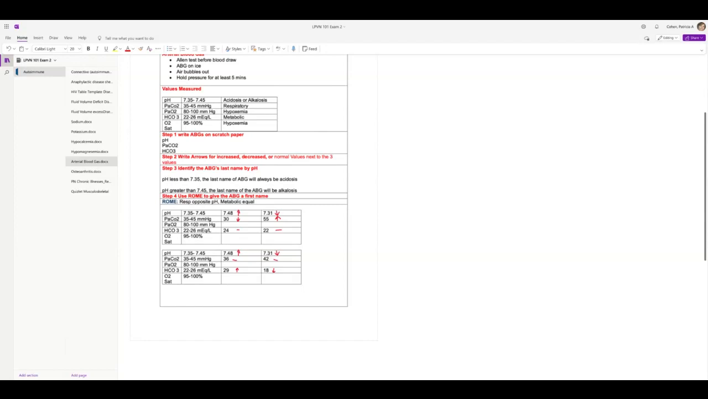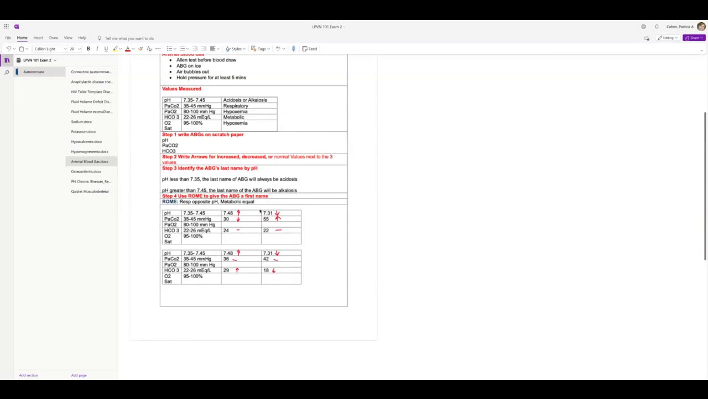Okay. So we said this was alkalosis, and we've got an arrow that is opposite. So what is this condition called? Respiratory alkalosis. Very good. Okay. So just write your arrows. So here we go. This is 7.31, so I put a down arrow. This is an up arrow. So what do I have here? It's acidosis. The arrows are going opposite.